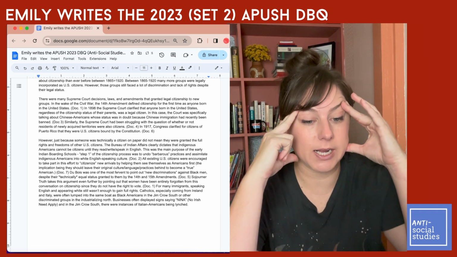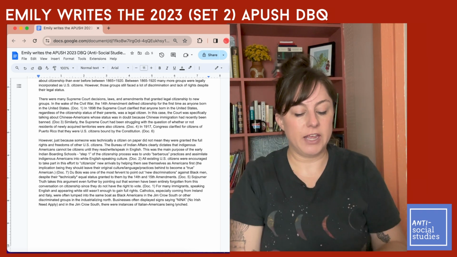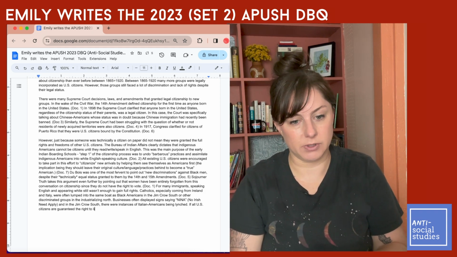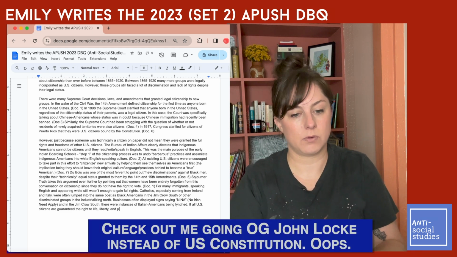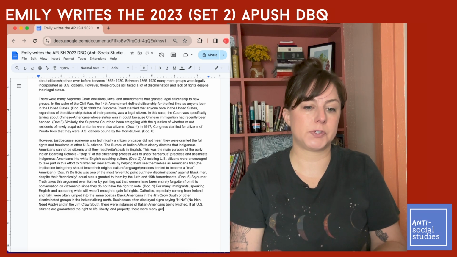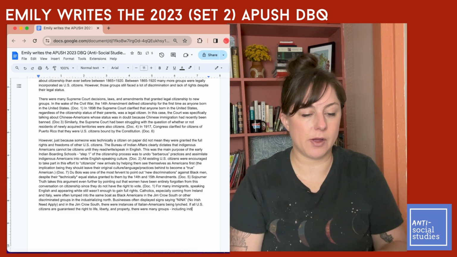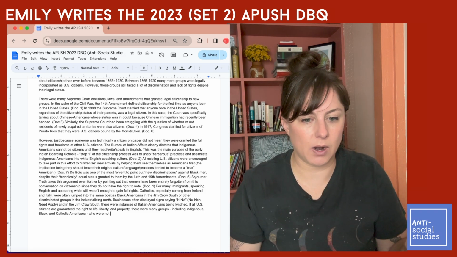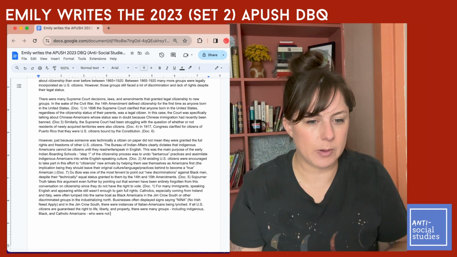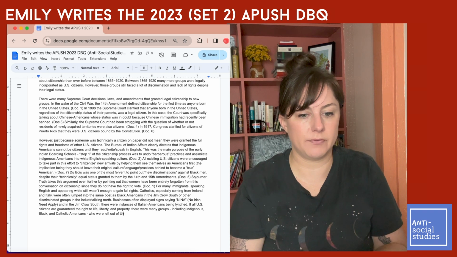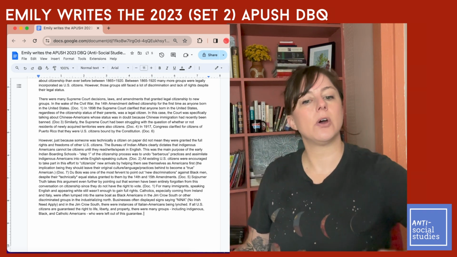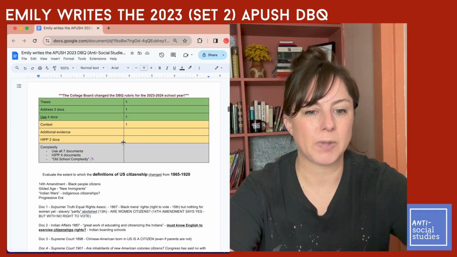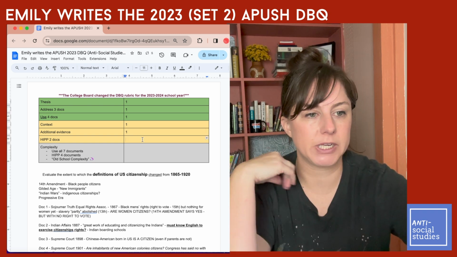Okay, I want to make sure though that I'm connecting this back to citizenship rights. If all US citizens are guaranteed the right to life, liberty, and property, there were many groups, including Indigenous, Black, and Catholic Americans, who were left out of this guarantee. Okay, great. So I feel pretty good that that's specific enough to be an additional piece of evidence. I can talk about it more, but I don't really want to, and I don't really need to.